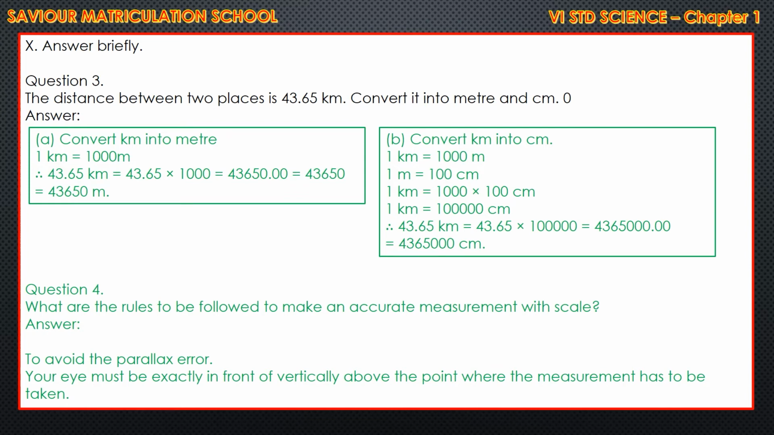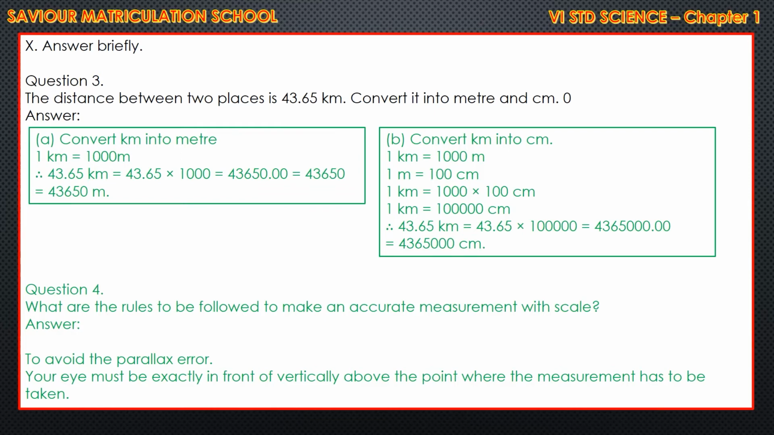Then B, convert kilometer into centimeter. 1 kilometer is equal to 1000 meter, children. And 1 meter is equal to 100 centimeter. So 1 kilometer is equal to 1000 into 100, you have to multiply. When you multiply 1000 into 100, you will get 1 lakh centimeter. So 43.65 kilometer is equal to 43.65 into 1 lakh. When you multiply, you will get 43,65,000 centimeter. That is the answer, children.